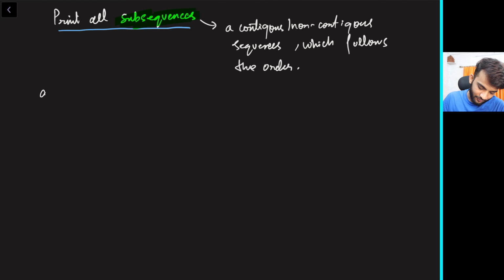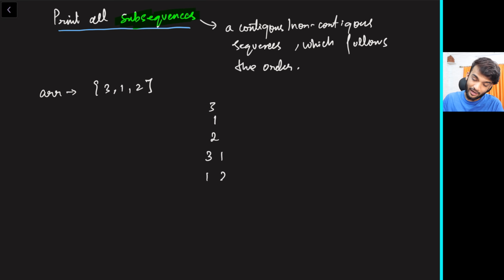Let's understand. If I give you an array which is something like 3, 1, 2, okay, this is an array of size 3. Now, if I ask you subsequence, I can say 3 is a subsequence, I can say 1 is a subsequence, I can say 2 is a subsequence, I can say 3, 1 is a subsequence, I can say 1, 2 is a subsequence, I can also say 3, 2 is a subsequence, I can also say 3, 1, 2 is a subsequence. I hope that makes sense. These are contiguous, but over here 3 and 2 is a non-contiguous subsequence.